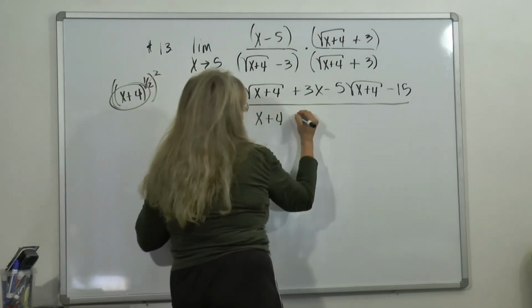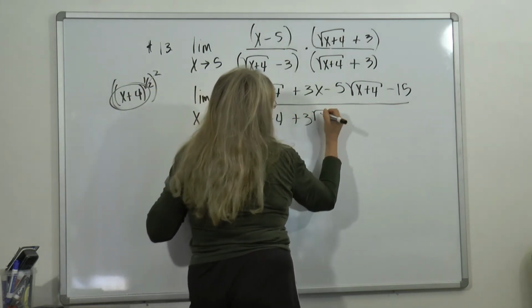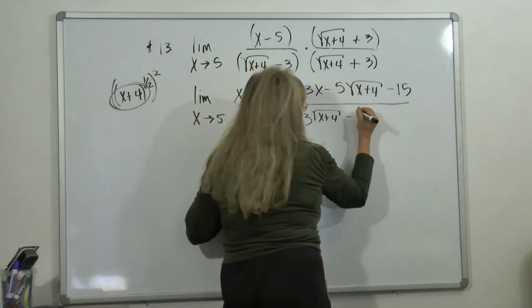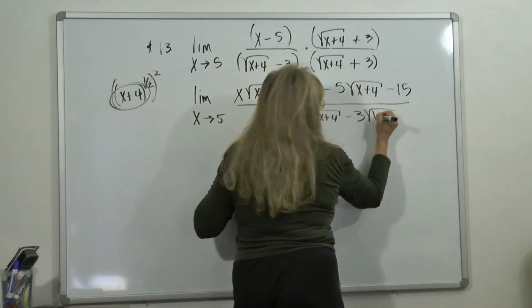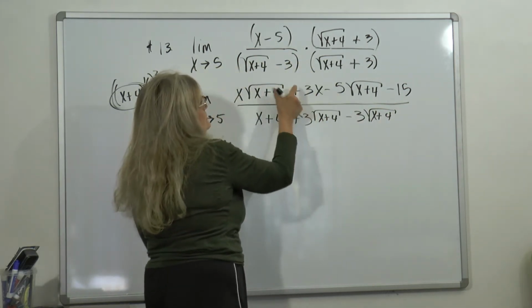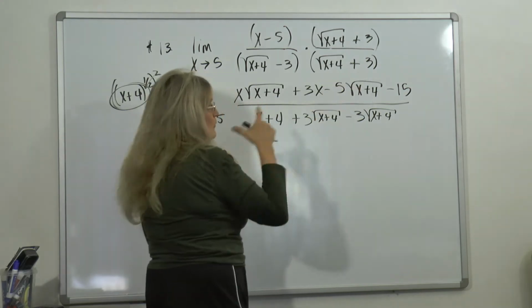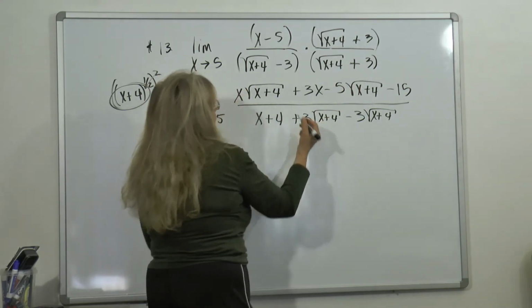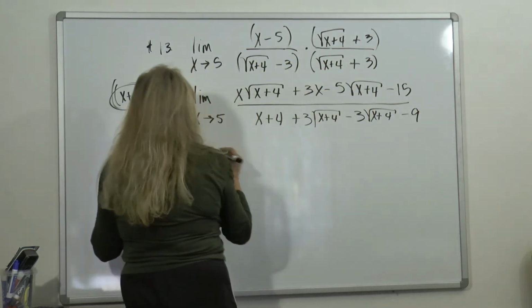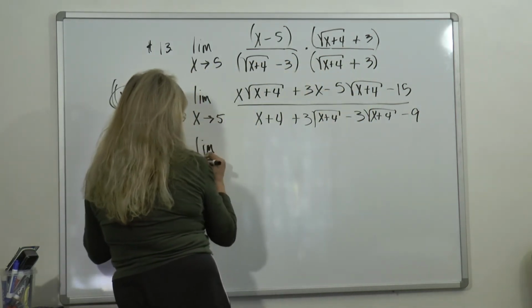Then we have 3 times our radical. Then we have negative 3 times our radical, which is why we chose to use the conjugate. Now notice I'm not doing the conjugate inside the radical. I'm doing the conjugate of the bigger binomial. Then negative 3 times 3 is negative 9. So let's see where we are now.